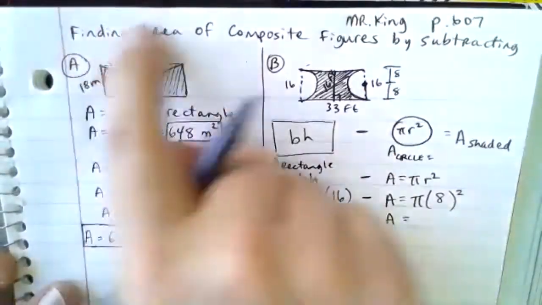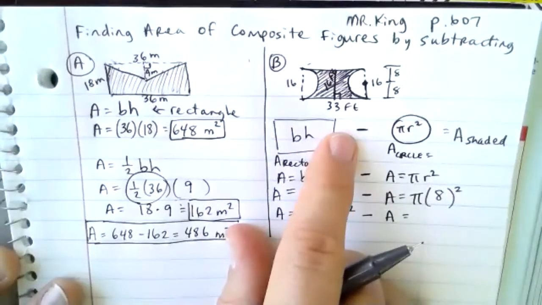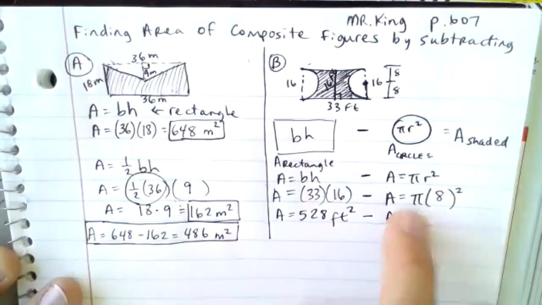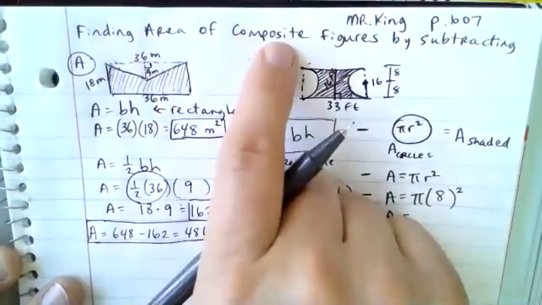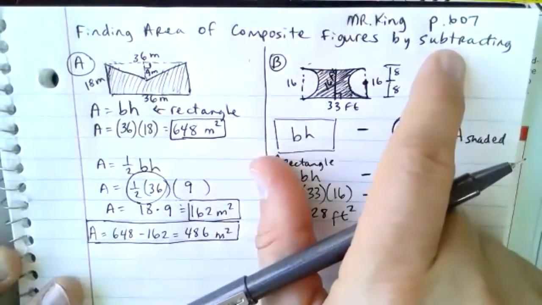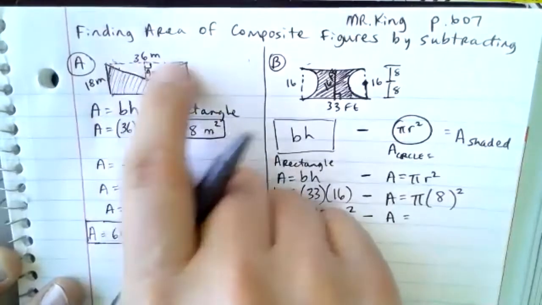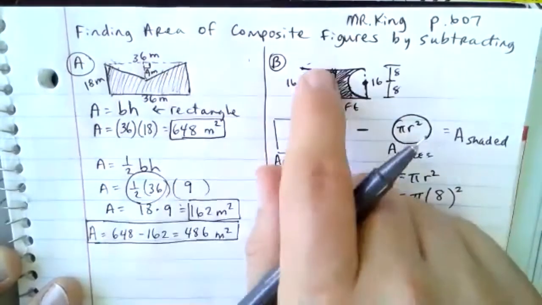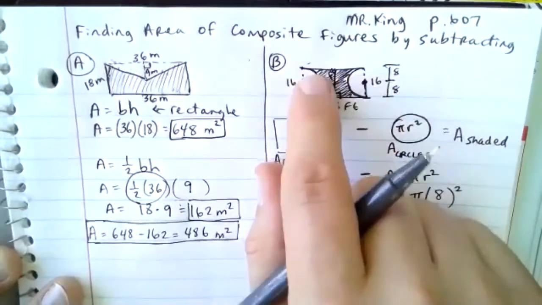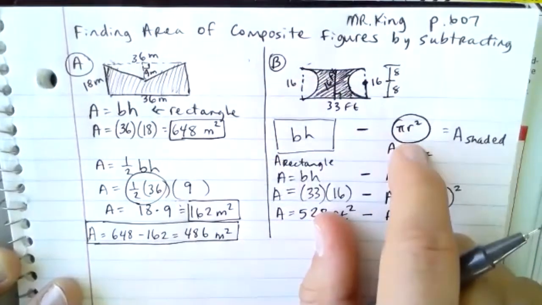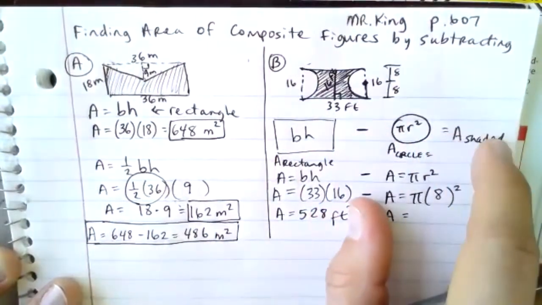those of you who are just joining us, I've only done two little examples so far. I'm almost through with the second example, but I'm in the textbook on page 607, finding area of composite figures by subtracting. So we're taking a shape and we're cutting out another shape from that. In this case, we have this rectangle, and we're cutting out two semicircles, which add together to make a circle. So square minus circle equals the shaded area, okay?